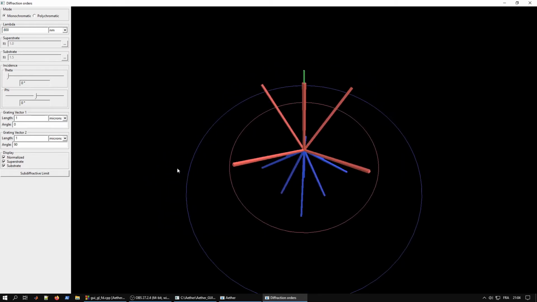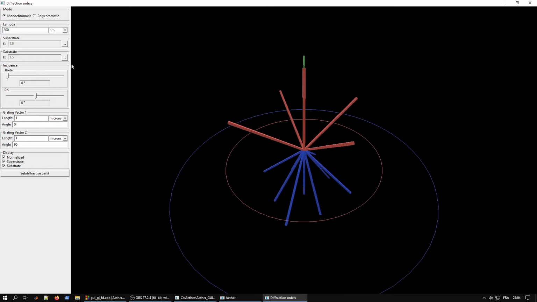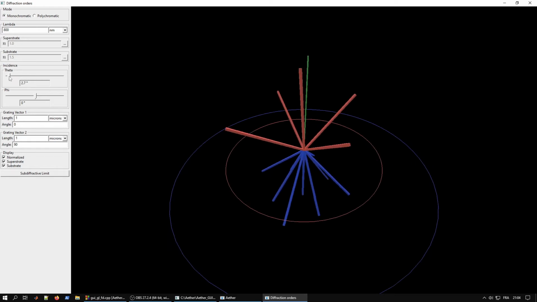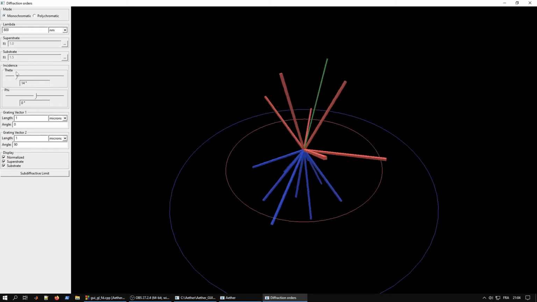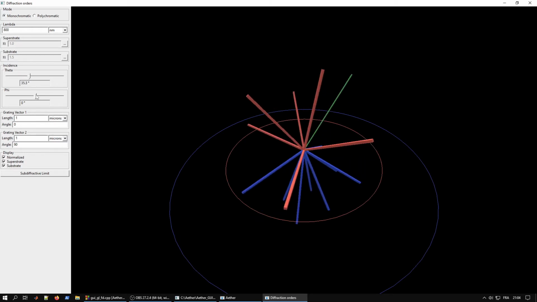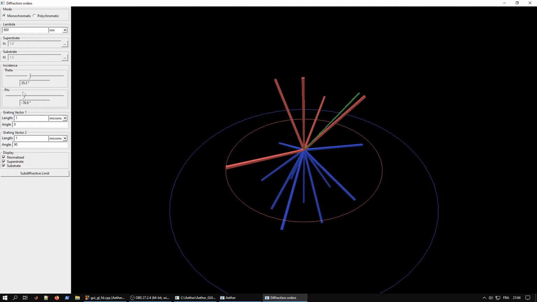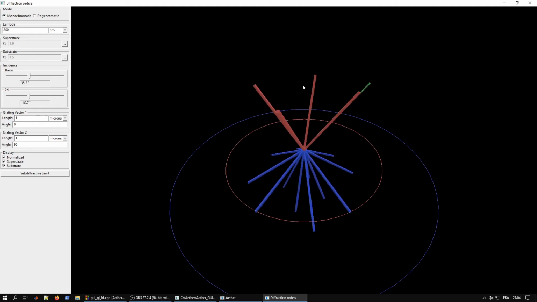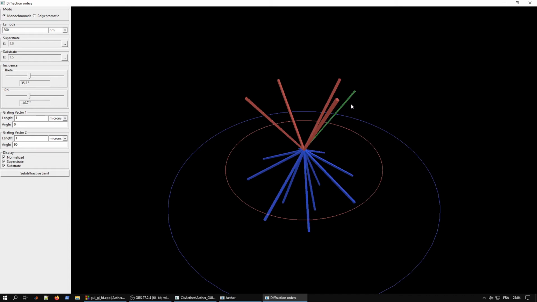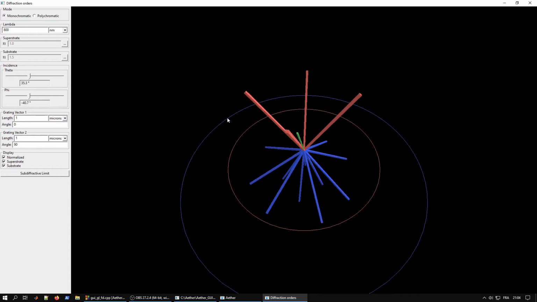We can control the angle of incidence over there, and we see how the different diffracted orders rotate depending on it, and we can change the azimuth of the incident ray. The incident ray is represented by the green ray over here. We can change, of course, the angle between the different grating vectors.